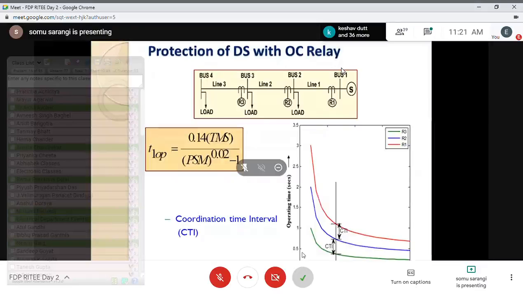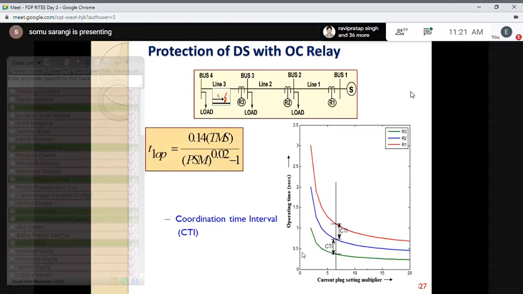If there is a fault in line 3, relay R3 should operate with a minimum time. If R3 is not able to detect, then as a backup, after some time delay called the coordination time interval, R3 should operate, which is the blue line. If R2 is not operating, then after some time delay, relay R1 should operate. It means that whenever we are providing the backup, this time delay has a very important role in our desirable protection system.